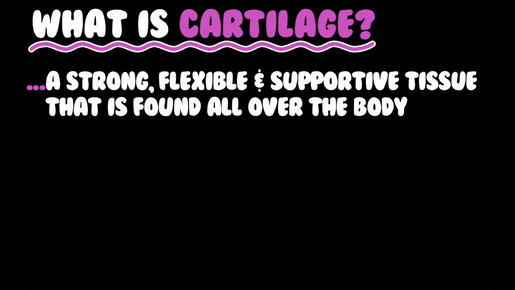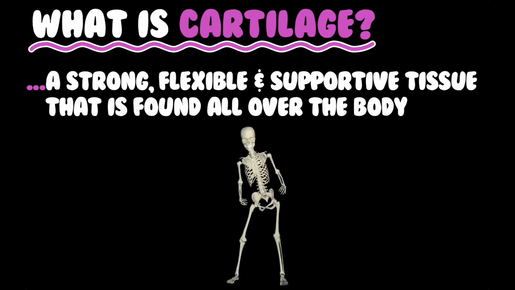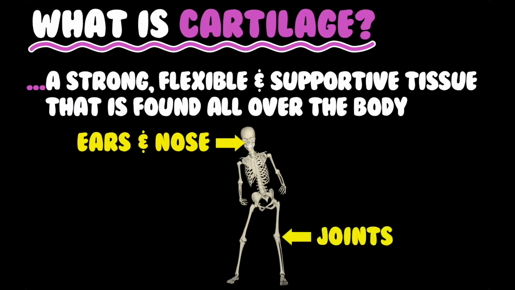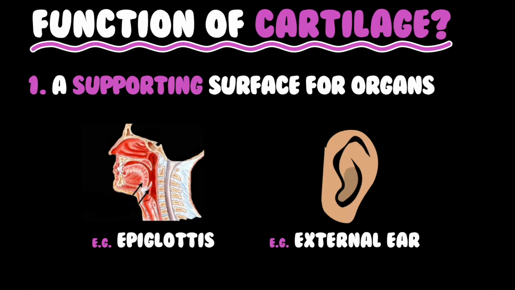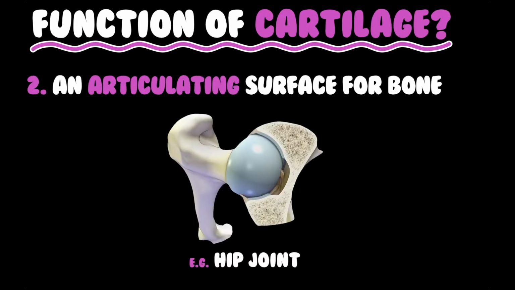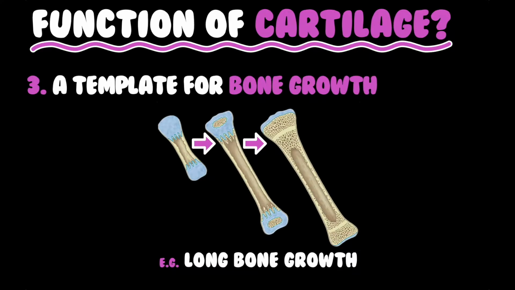So what is cartilage? It is a strong, flexible, and supportive tissue that is found all over the body. For example, the ears and nose, the joints, the ribs, and the vertebral discs. The function of cartilage is it's a supporting surface for organs such as the epiglottis and ear, an articulating surface for bones such as the hip joint, and a template for bone growth such as long bone growth.